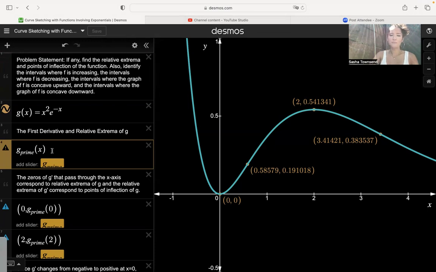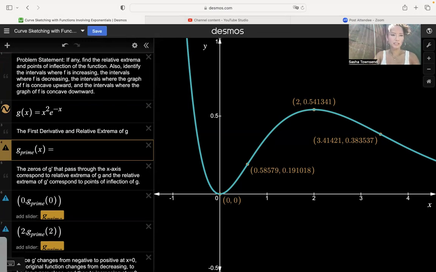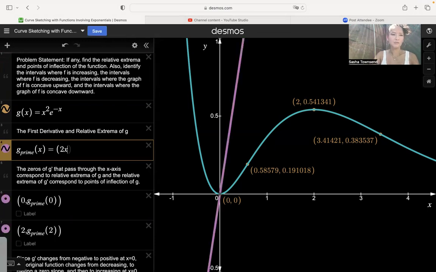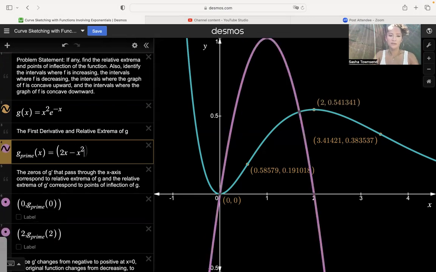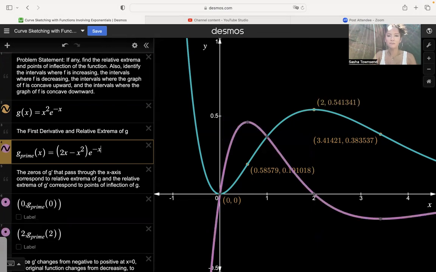So first we computed f prime. We used the product rule. We said derivative of the first times the second plus the derivative of the second, which introduces a factor of -1, times the first times that exponential. And that's what the first derivative looks like.